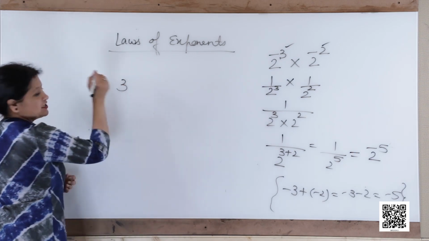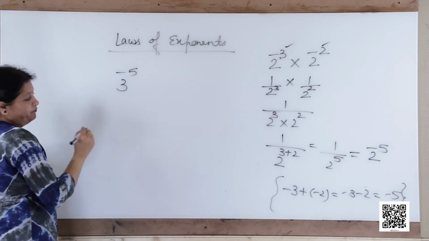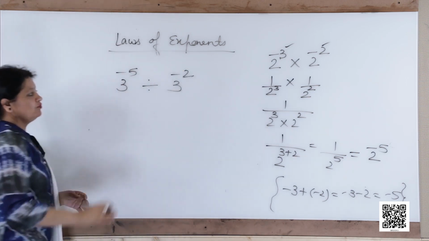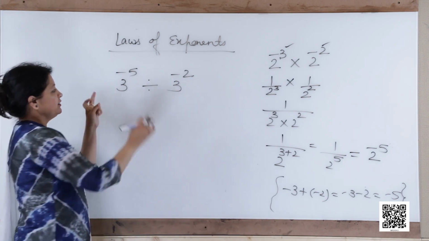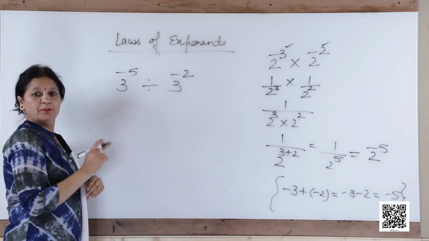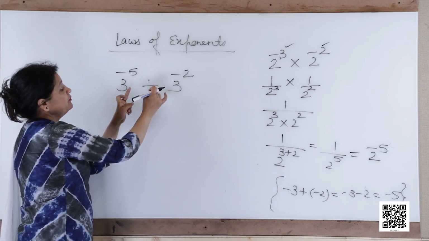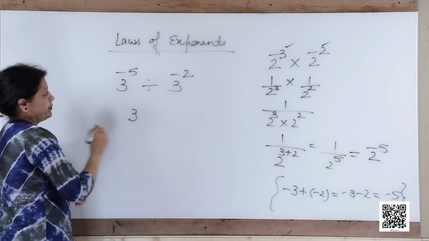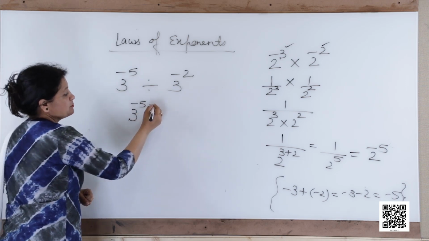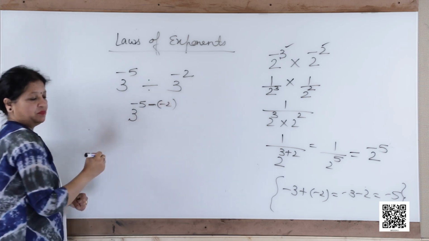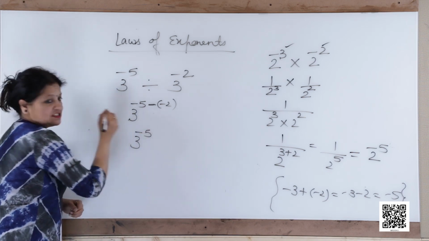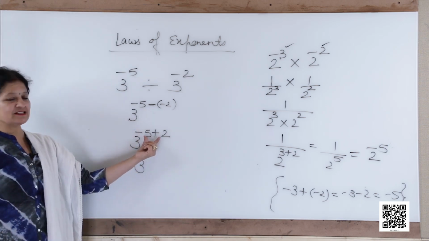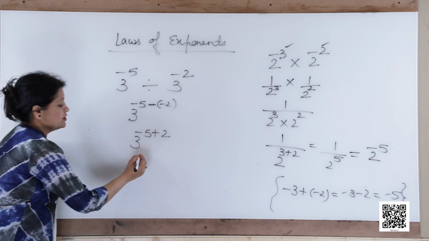It is 3 raised to the power minus 5 divided by 3 raised to the power minus 2. Right now I have told you that base same, multiply sign, powers will be added. Now base same, divide sign, powers will be subtracted. That means 3 raised to the power minus 5, minus minus 2. Minus minus is plus. So it will be 3 raised to the power minus 5 plus 2, which is minus 3.